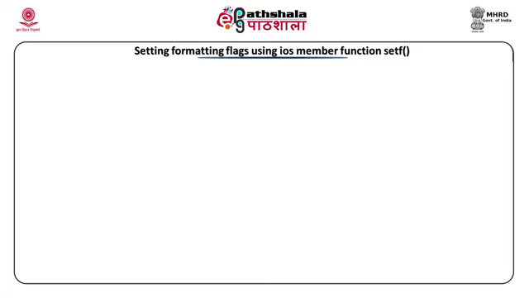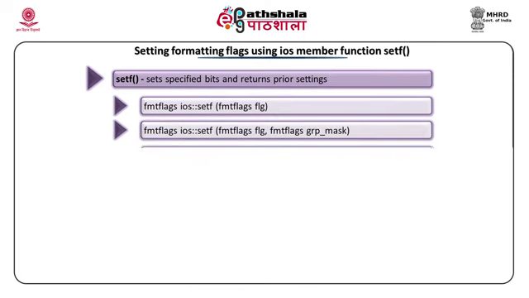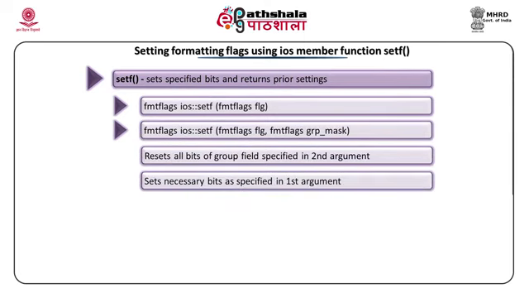Setting these bits can be done by using the function setf, where we will specify the flags. setf comes in 2 forms: setf with the argument format flags, and setf with the argument format flags where we also specify the group. In the second form, first of all it will reset all the bits of the group specified in the second argument, and then it will set the necessary bits as specified in the first argument. In the first flavor, it will just set the bits as per the argument, and the return type you can see is fmtflags. That means the previous flags will be returned as the value, the prior settings.